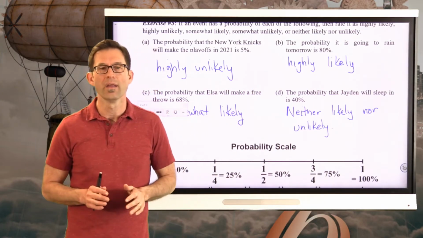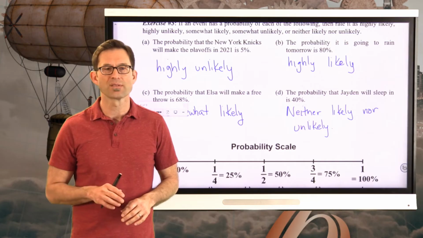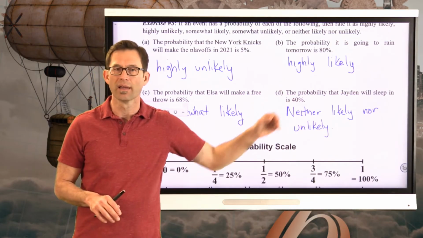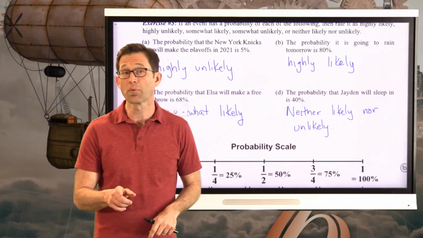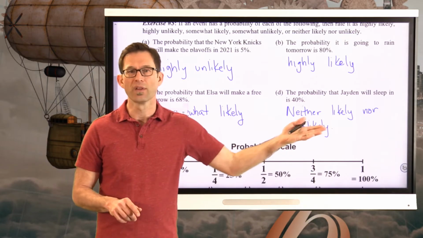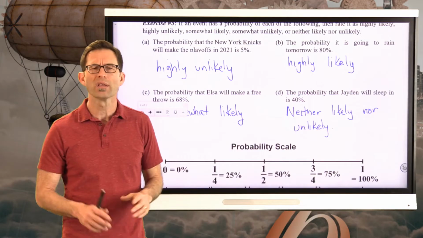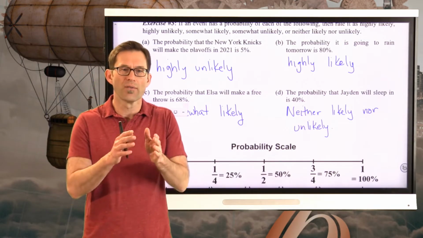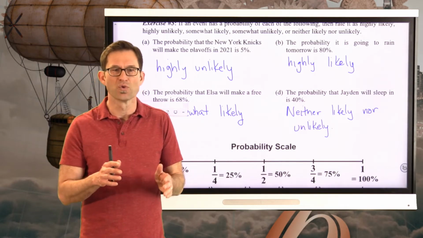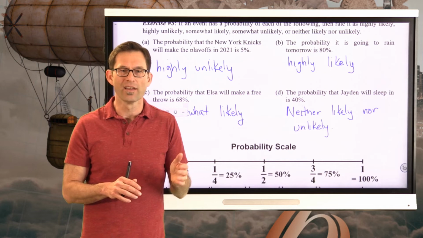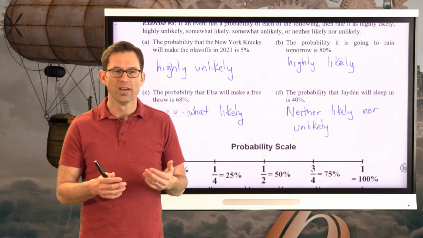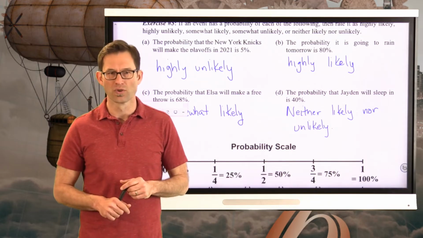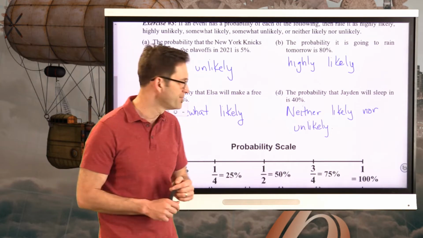gray area, right? So like 95% that something's going to happen, unquestionably highly likely. 5% something's going to happen, definitely highly unlikely. 50% something's going to happen, definitely neither likely nor unlikely. What gets a little bit trickier is if you're at the boundaries, somewhere between highly likely and somewhat likely, right? Then it becomes a matter of, well, can you justify your choice, all right?